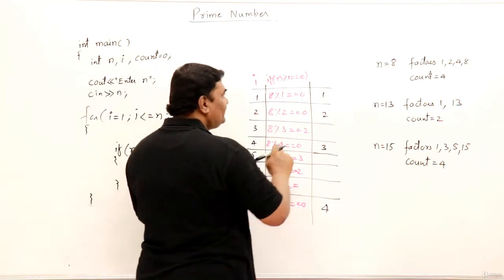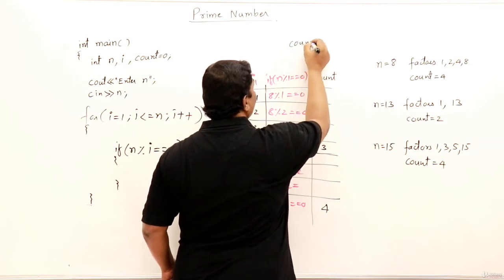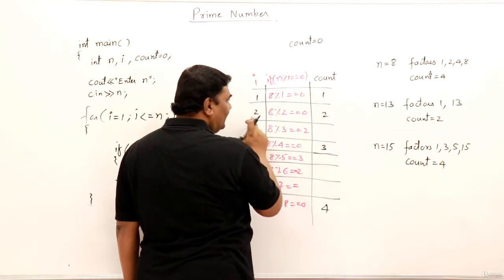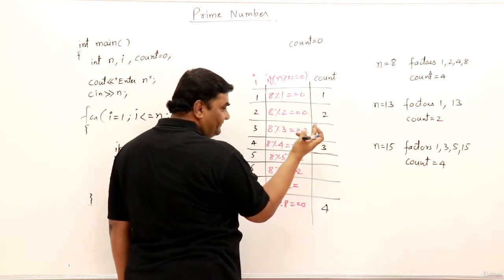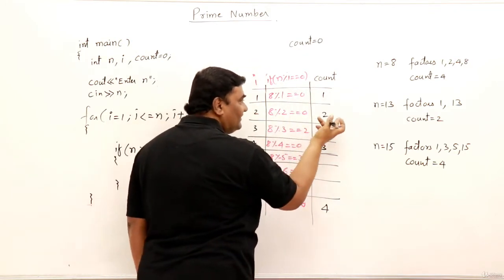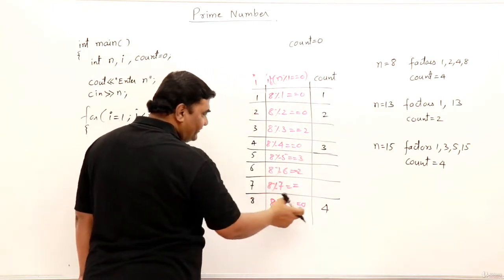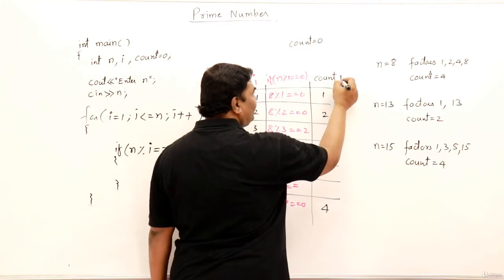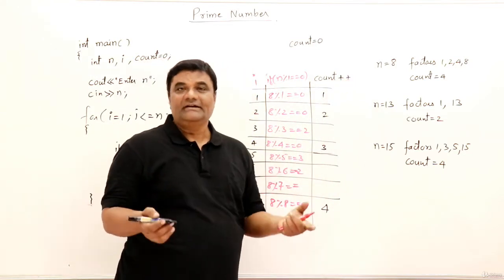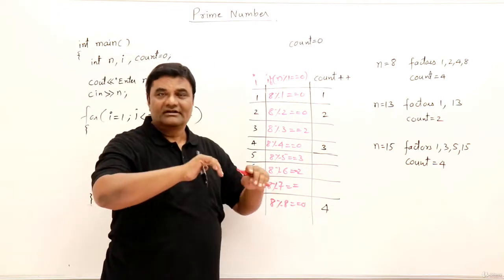So how to count? For that I should have one variable, count, right? Initially count should be equal to 0. Then I make it 1 here because 1 is a factor, 2 is a factor, so make it 2. Then 4 is also a factor, so increment it to 3. Then 8 is also a factor, increment to 4. So what should I do every time? Count plus plus. Whenever this condition is true, count plus plus, increment count. And at the end, check what the count is. 4. It's not a prime.